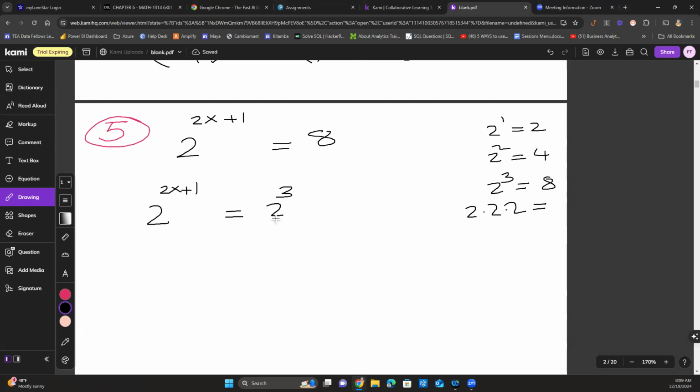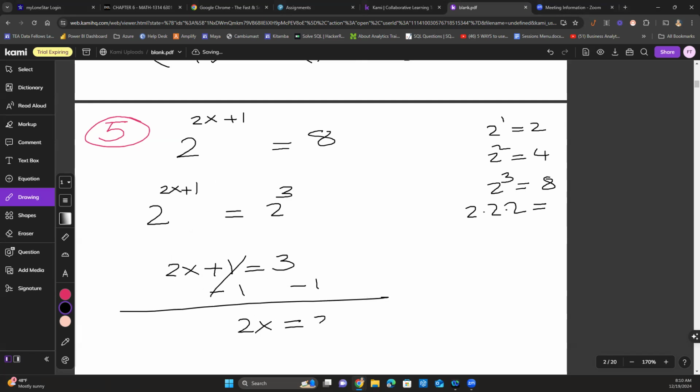The reason I wanted to change the 8 to this format is that when the bases are the same, I can set powers equal to each other. So the power here is 2x plus 1, and I'm going to set this equal to 3. So 2x plus 1 must be equal to 3. And now I can solve this equation for x. So we will subtract 1 from each side. So 2x is equal to 2, and then divide each side by 2. So x is equal to 1. This is how we get the answer for number 5.